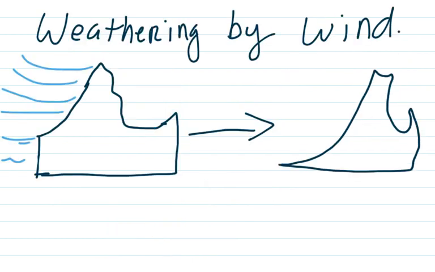So, weathering by wind. Well, what happens is, if you have this wind coming in here and blowing, it keeps blowing on this side of this little hill right here. If it continues to blow, all of a sudden it's going to look like this, where that wind is going to blow all that sediment somewhere else and make this look like a big lopsided head or something.